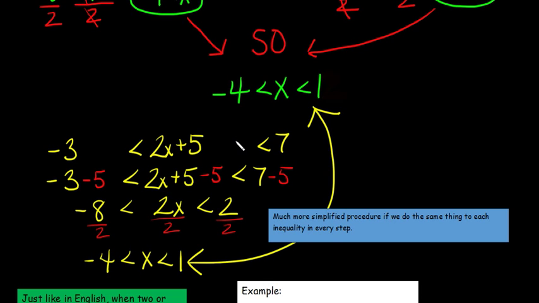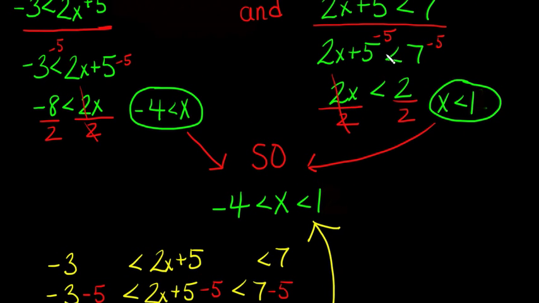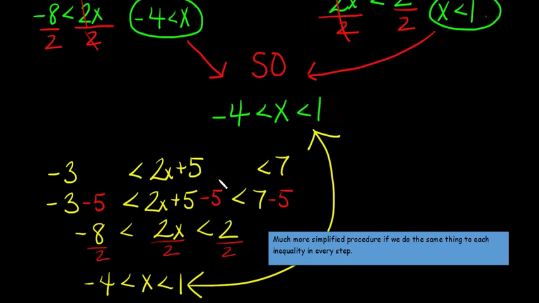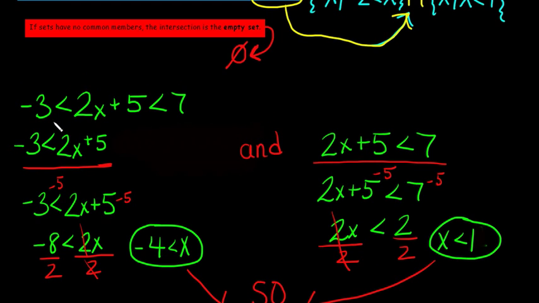So I wrote the inequality. It's the same thing as up here. I just spread it out a little bit to help you see what I was going to do. -3 is less than 2x plus 5 is less than 7. That's the original one we had right here.